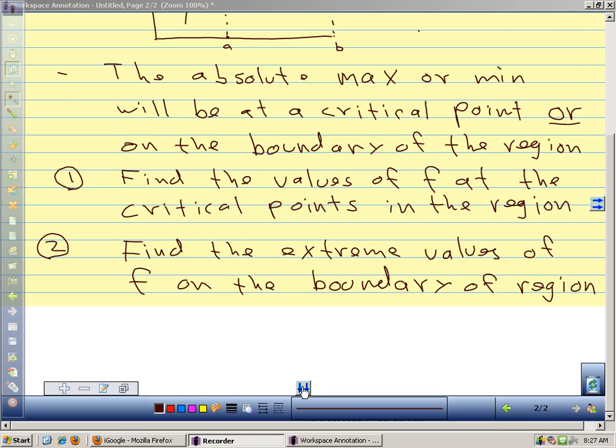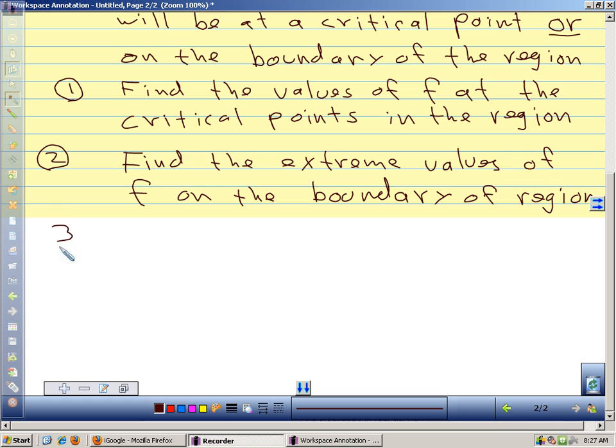And finally, the way we pick is, we have the values of f at the critical points in the region, and we have the extreme values on the boundary. The largest is going to be the absolute maximum. The smallest is going to be the absolute minimum.